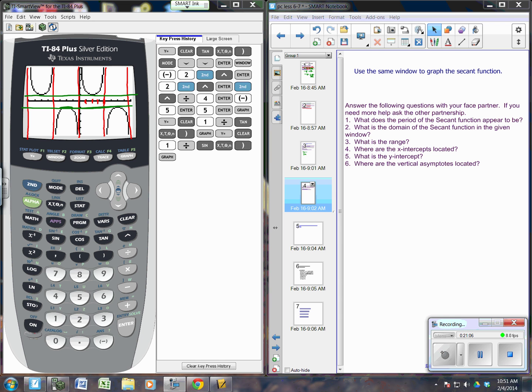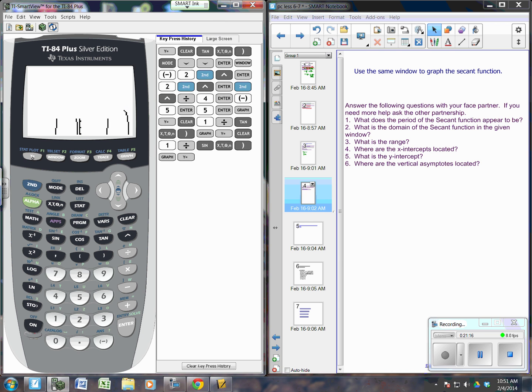Okay, this is a secant function. How do you put that in your calculator? 1 divided by the cosine. So 1 divided by the cosine of x.